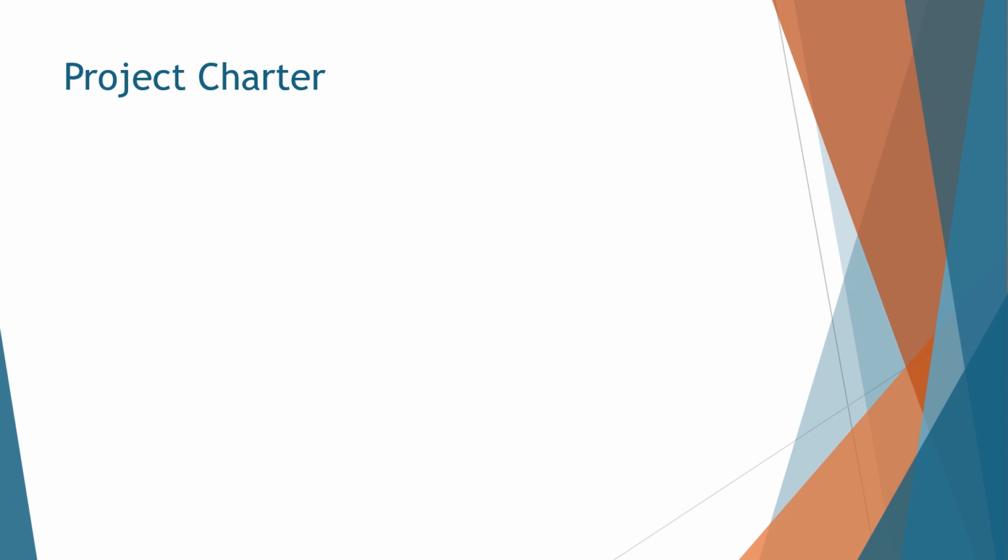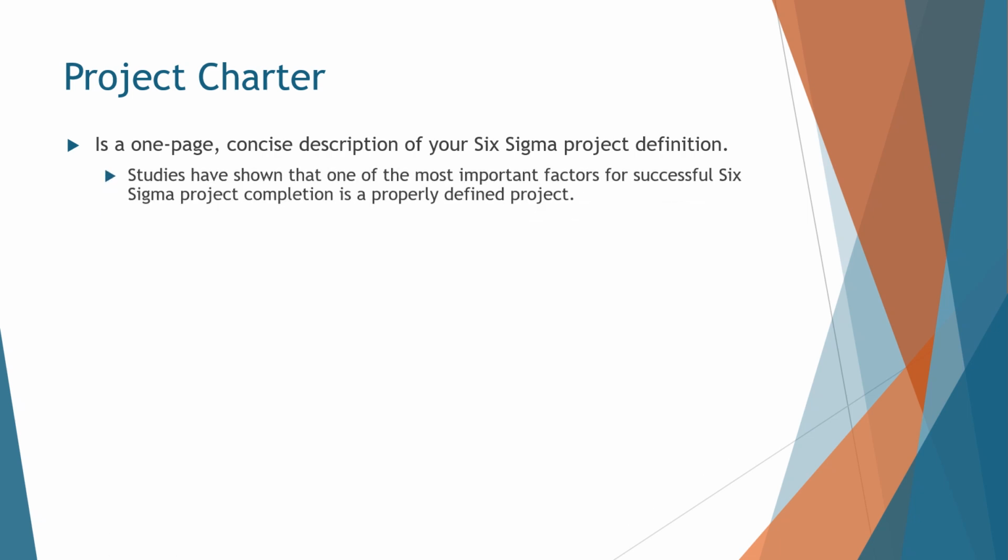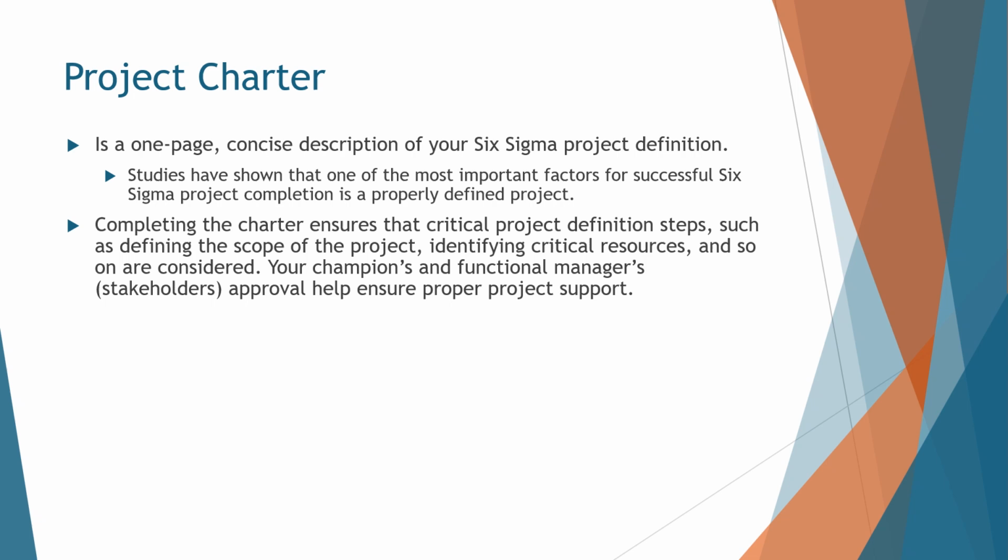Let's look at a project charter. If you're anywhere close to being a project manager or have been involved in projects, you've probably seen a project charter many times. A project charter is a one-page concise description of your Six Sigma project definition. Studies have shown that one of the most important factors for successful Six Sigma project completion is a properly defined project. Completing the charter ensures that critical project definition steps such as defining the scope of the project, identifying critical resources, and so on are considered.